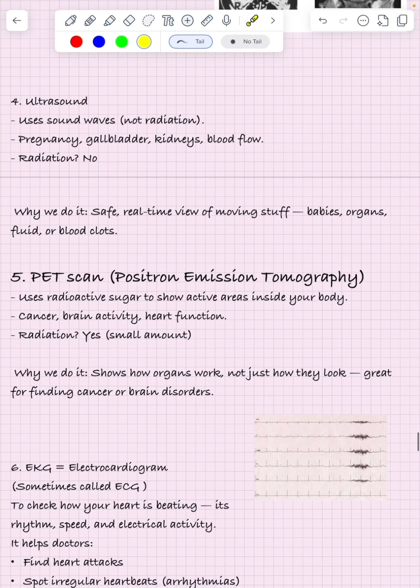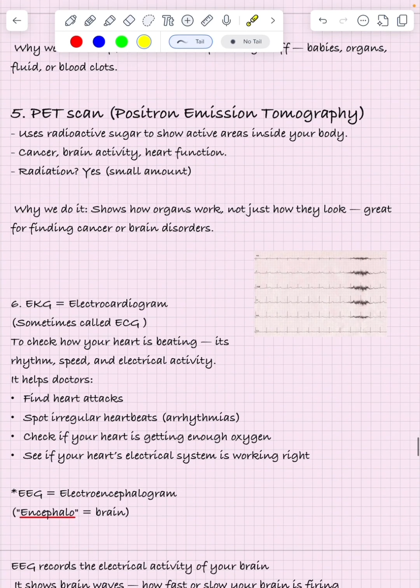Next is PET scan. It uses radioactive sugar to show active areas inside your body, and it's used to look for cancer, brain activity, and heart function. Next is EKG, which is also called ECG. It's called electrocardiogram, and it's used to check how the heart is beating, its rhythm, speed, and electrical activity. It helps doctors to find heart attacks, to detect irregular heartbeats, which are called arrhythmias, a really important word, and to check if your heart is getting enough oxygen.